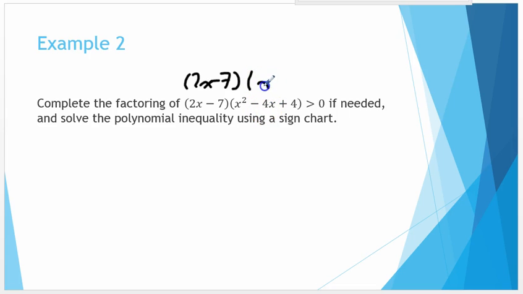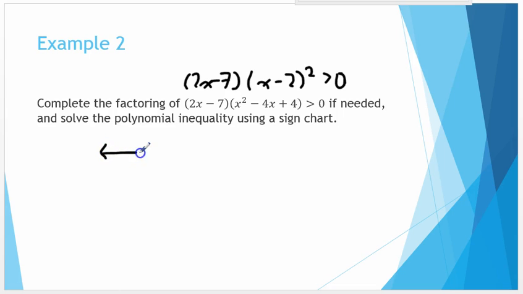So since it's the same number twice, instead of writing x minus 2 times x minus 2, I'm just going to write x minus 2 squared. So be aware that sometimes you will need to do a little bit of factoring on your own so that you can actually find the solutions.